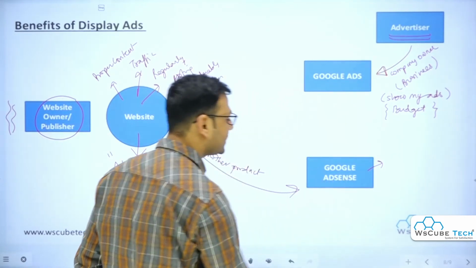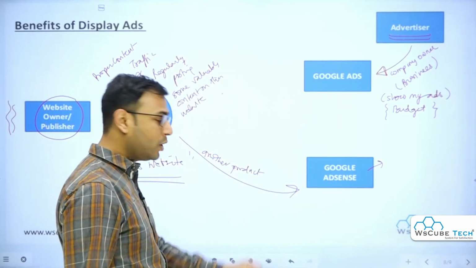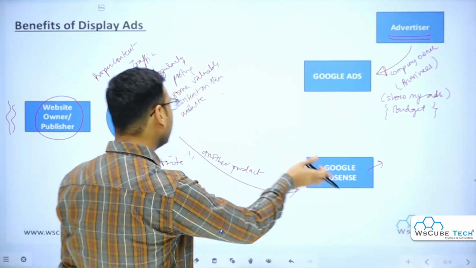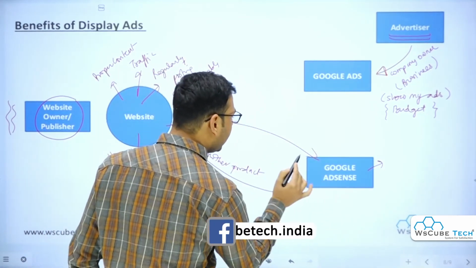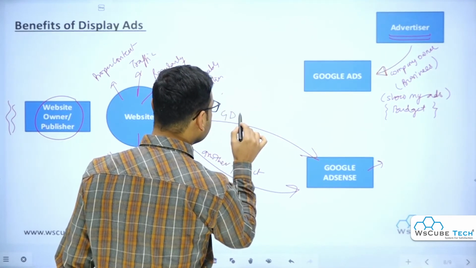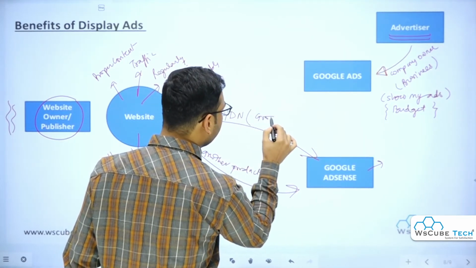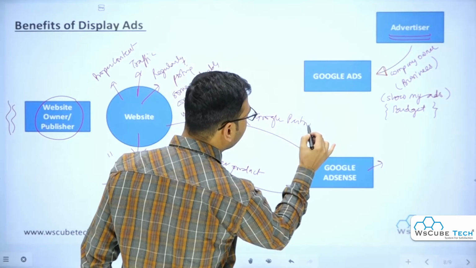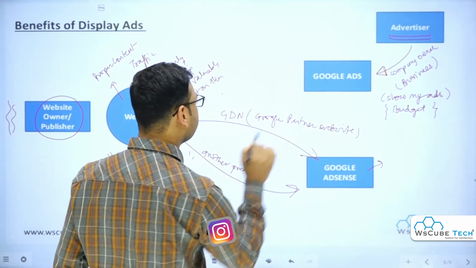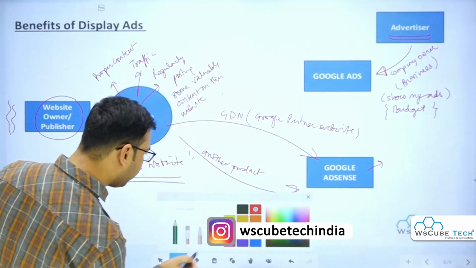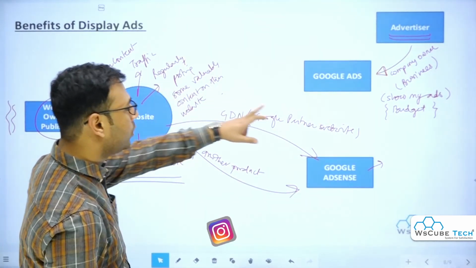Once Google has provided its AdSense approval, this website will come into Google's display network, and it will be called Google's partner website. So now this website is Google's partner website.